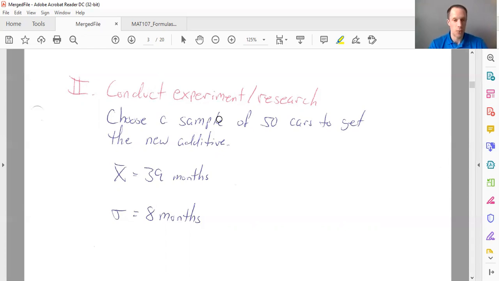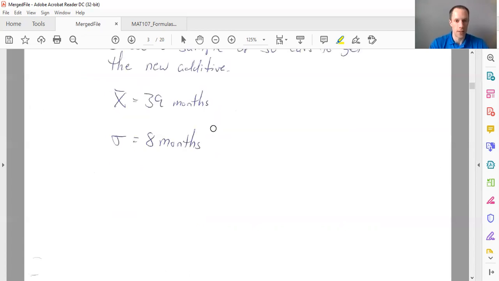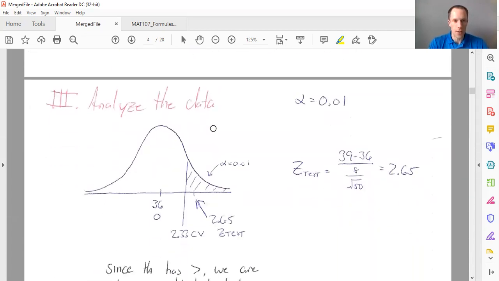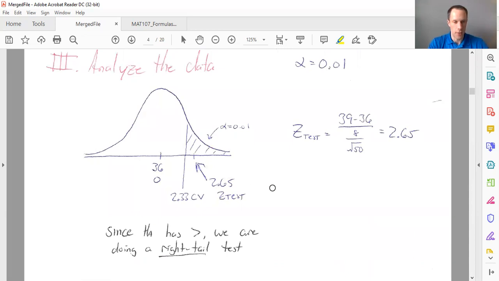Okay, we can't just jump to a quick conclusion here and say 39 is greater than 36, therefore the chemical works. We've got to dig a little deeper and do some further analysis. So let's analyze this data a little bit further. Here's one thing that we can say.